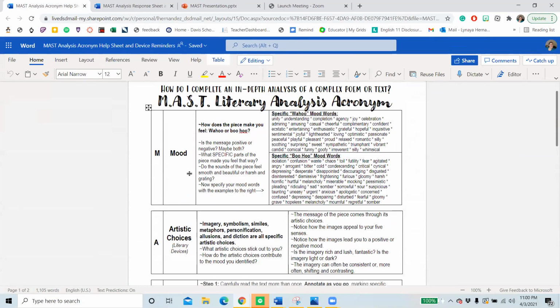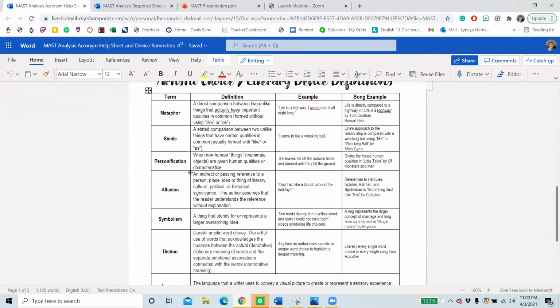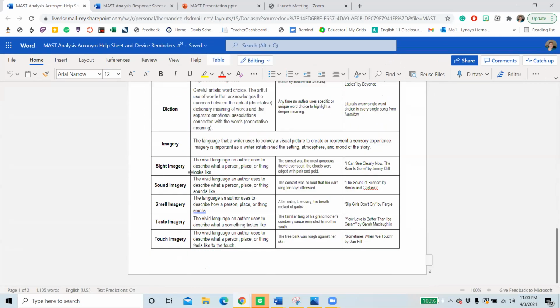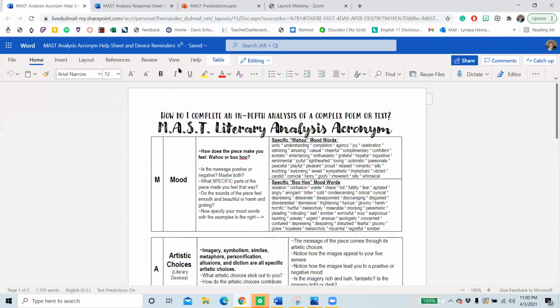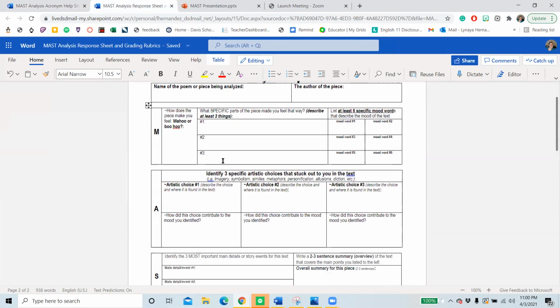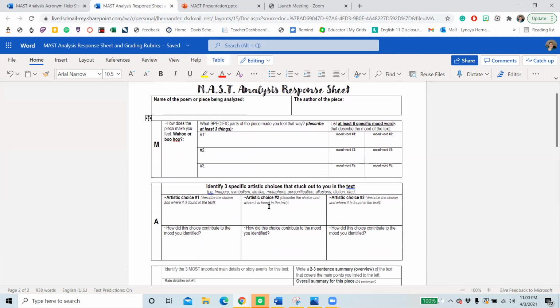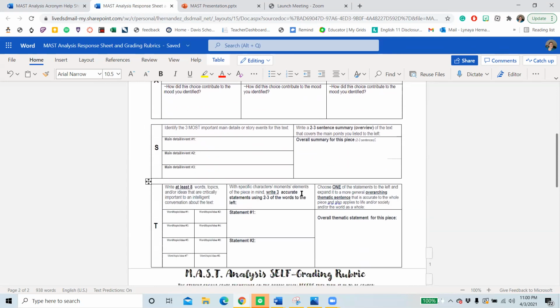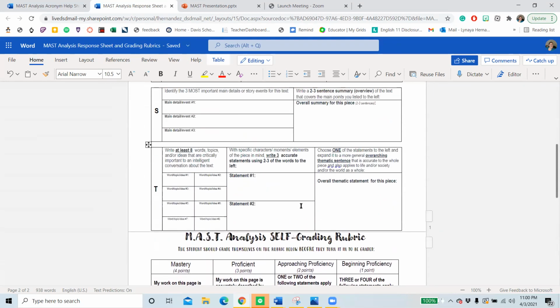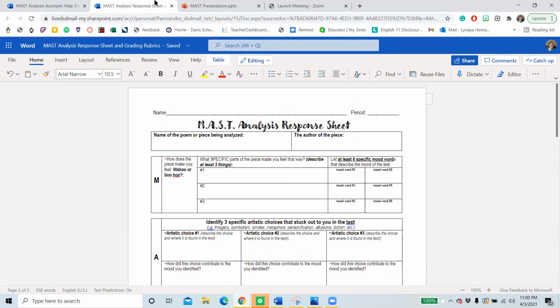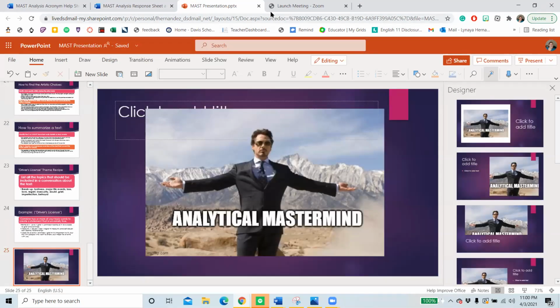So here's that sheet, and there's also a list of reminders of how to define those artistic choices that we've been talking about. And then for each new text, this is a blank sheet with the same process that will help you go through that process that I just went through with you to come to a great analysis of the text. So hopefully those will help you as you learn how to analyze texts on a deeper level.